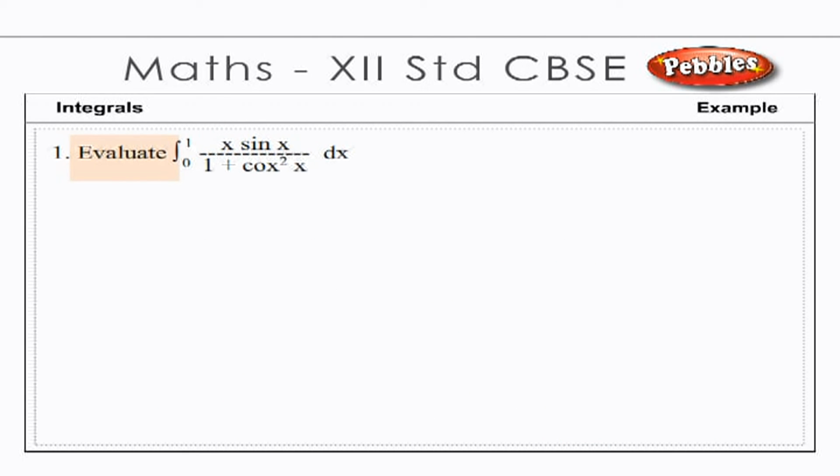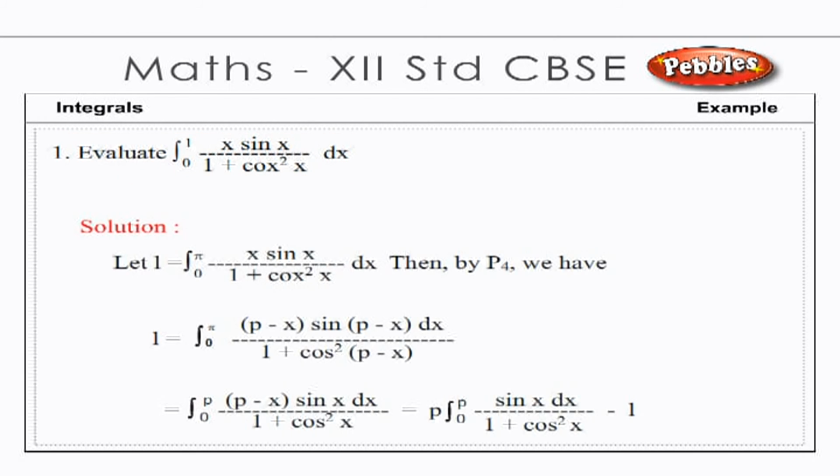Evaluate integral 0 to pi x sin x by 1 plus cos square x into dx. Solution. Let I is equal to integral 0 to pi x sin x by 1 plus cos square x into dx. Then by P4 we have I is equal to integral 0 to pi (pi minus x) into sine of (pi minus x) into dx by 1 plus cos square of (pi minus x), which is equal to integral 0 to pi (pi minus x) into sine x dx by 1 plus cos square x.